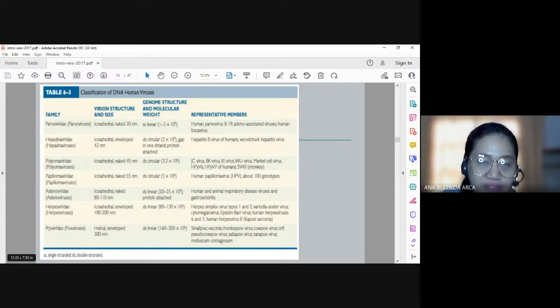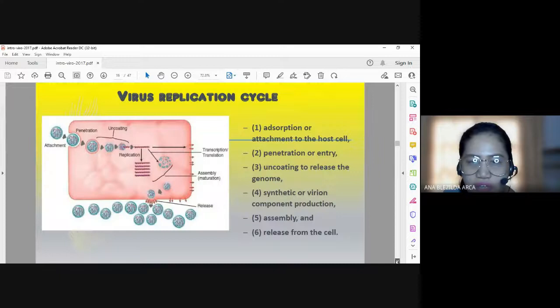Tulad nito, Pax Viridae, pamilya 'yan eh. Sino ba yung mga miyembro ng pamilya? Ito, sila smallpox, vaccinia, monkeypox, cowpox, or pseudocowpox. Yan yung mga miyembro ng pamilya ni Pax Viridae that we're going to study. So kada isang virus, aralin natin ang kanyang mga sakit, treatment, and laboratory diagnosis. So that is what we're going to study for the midterms.